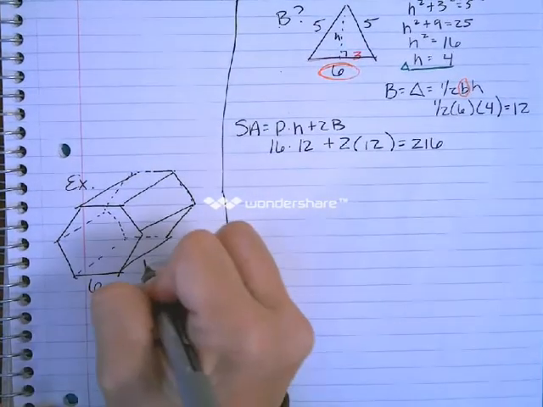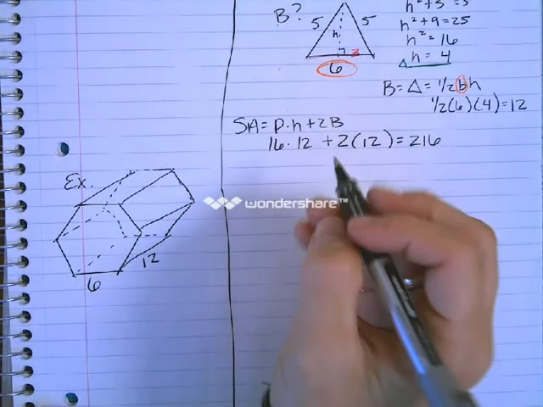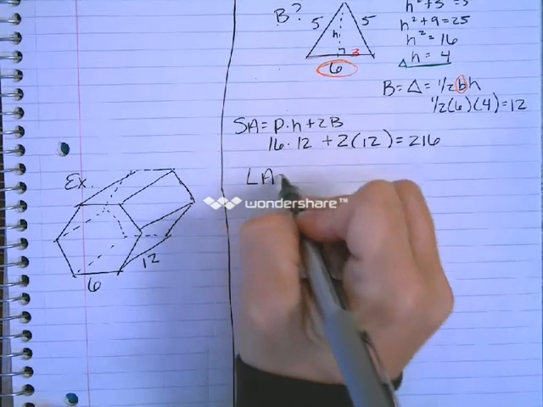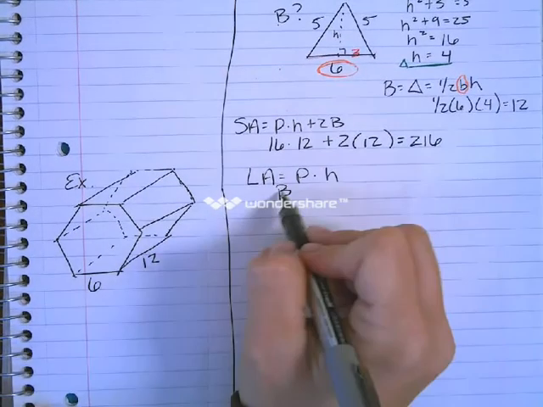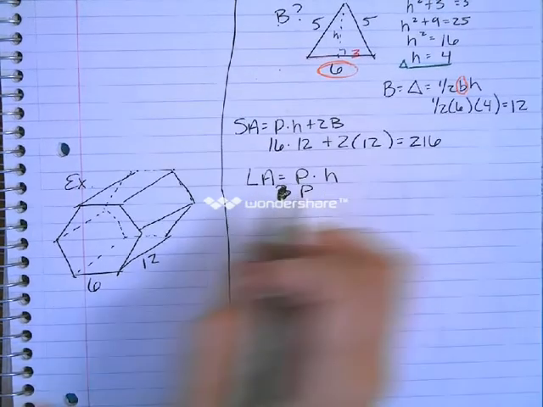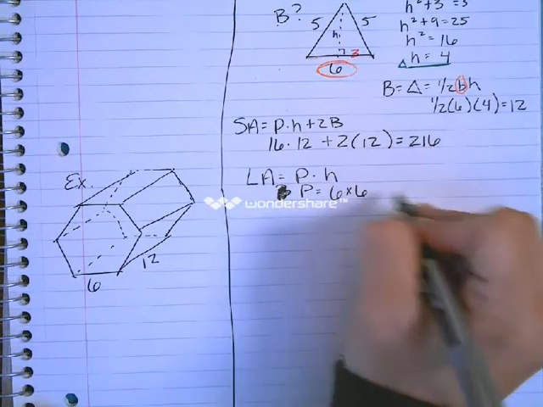So lateral area is P times H. Again, P is the perimeter of the base. So that's 6 times 6, which is 36, because the perimeter is the length around the base. Again, remember in this case, our base is the hexagon.